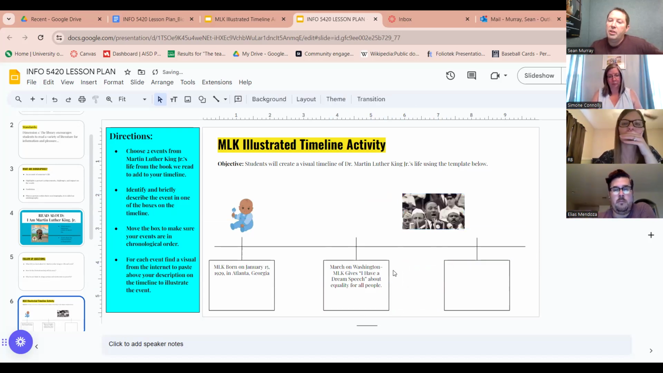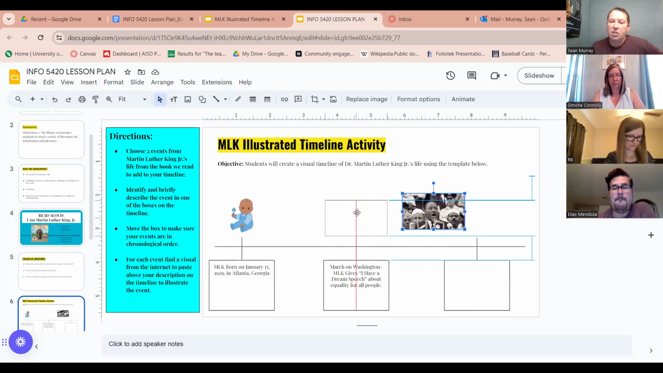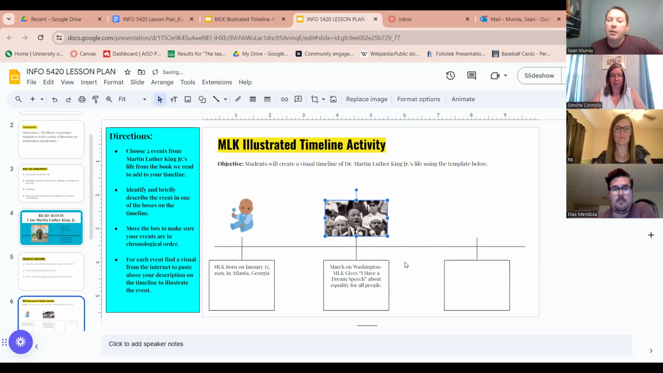If you don't know the date of when the event happened, that's fine. Just put them in the order that they happen chronologically, because we don't always know dates. But timelines can still be good for organizing information, even if we don't have dates. Or you could look it up on the internet as well.